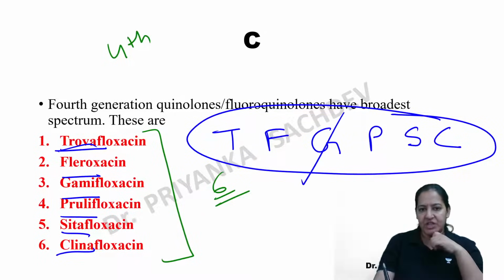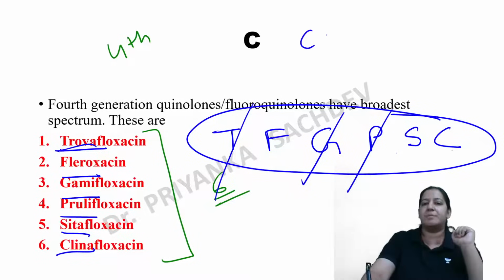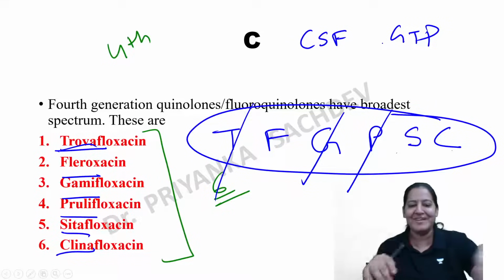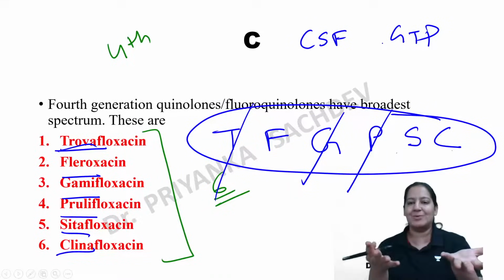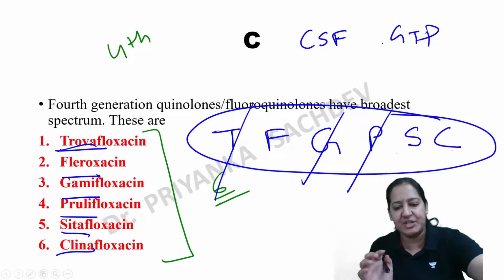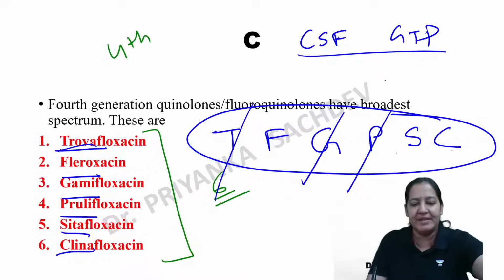Can I try? Shall I make GTP? Apart from that, what is left? We make the mnemonic like this. FCS, SCF, CSF. Okay, the mnemonic is made: CSF, GTP. Learn the mnemonic now. I made it myself, and I make mnemonics in this way only. So CSF, GTP can be the mnemonic.